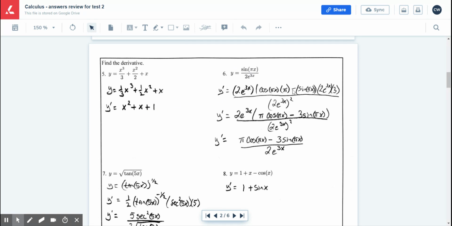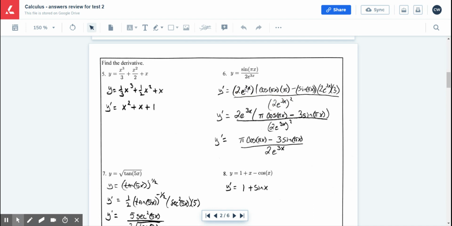On 6, we are doing the quotient rule because I have a variable in the numerator and the denominator. Quotient rule is bottom times the derivative of the top. So derivative of sine is cosine. Make sure the inside stays the same, and then times the derivative of the inside. Then minus the top times the derivative of the bottom. Remember, on e, you're going to rewrite it, and then you're going to multiply by the derivative of the exponent. So the derivative of 3x is 3, and then we put that all over the bottom squared.